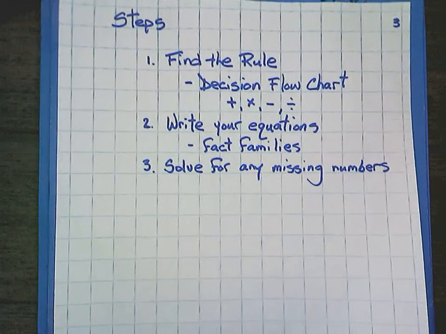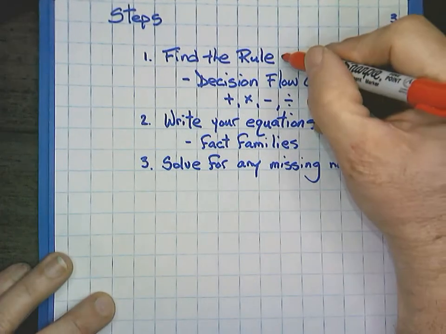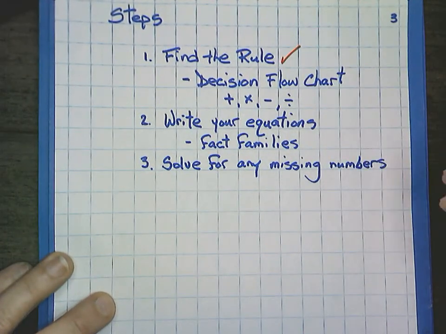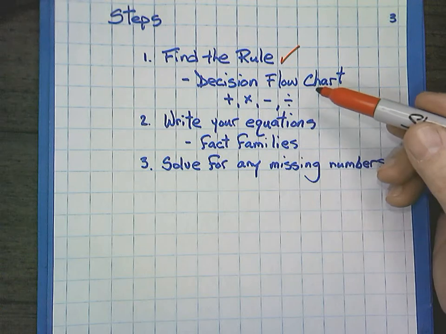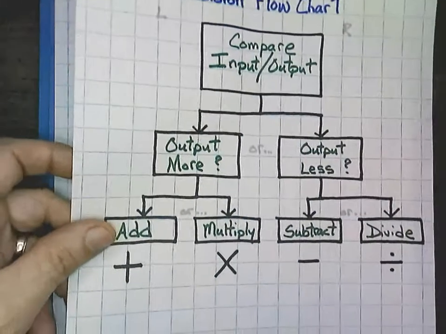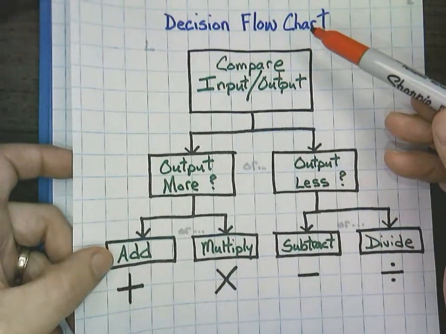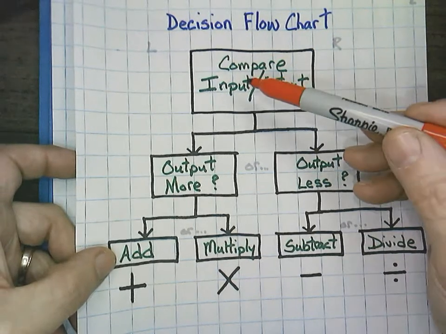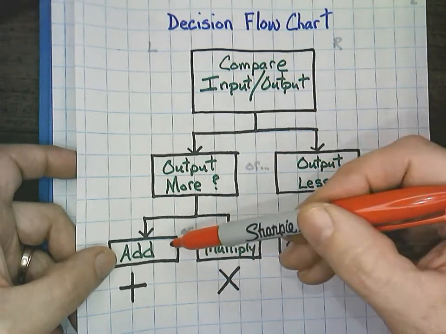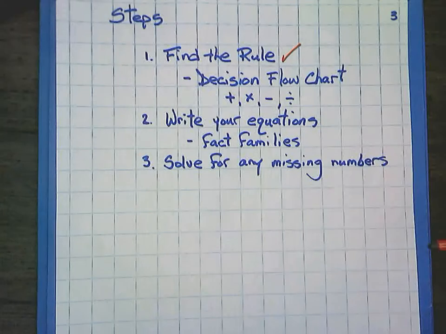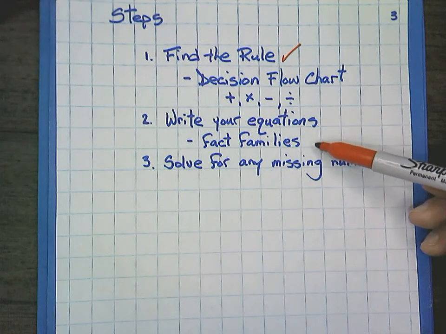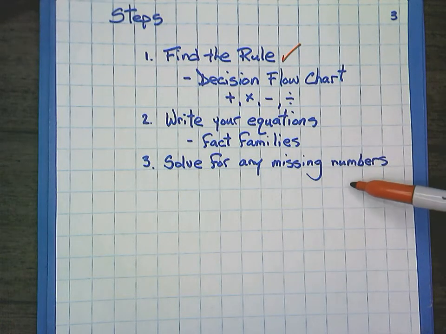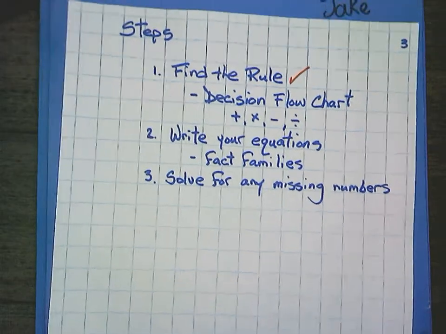Steps are pretty easy. Our main goal is to find the rule. You can use a decision, I call it a decision flow chart or decision tree, and this is what I mean by the decision flow chart. You are comparing your input and output and then making choices of what operation you're doing. Write your equations and use your knowledge of fact families, and then you solve for any missing numbers.